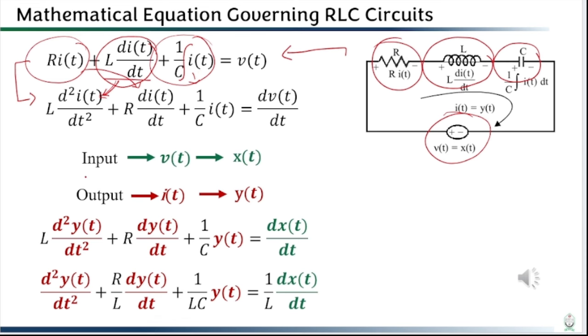So if we again replace voltage as input by x(t), and if we again consider the current as output and replace it by y(t), we will get to see a differential equation of this type. And if we rewrite or rephrase it, it takes a form like this. So this is a second order differential equation.